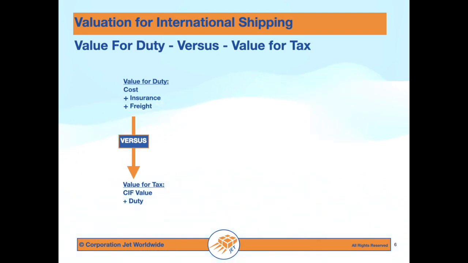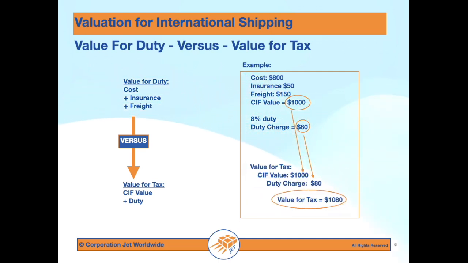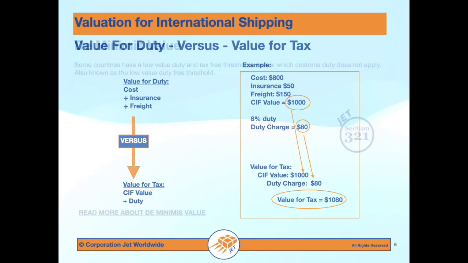Here's an example. Let's say we're importing goods with a landed cost or CIF value of $1,000, and let's say the duty is $80. The value for tax would assess on $1,080, the sum of the landed cost plus duty. Pretty simple math, but the numbers add up, and as long as we're talking about value, worthy of a mention.